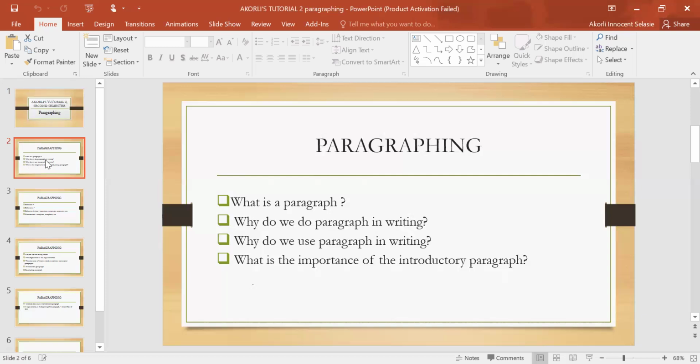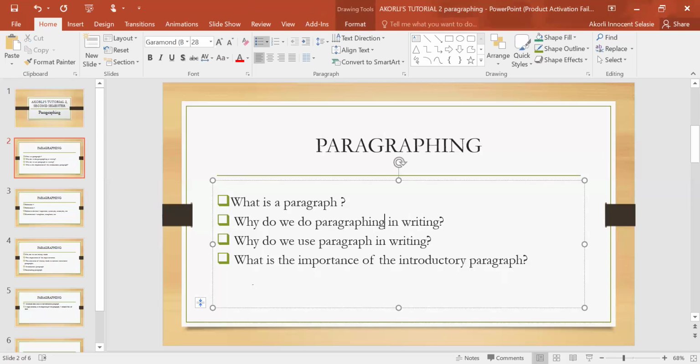Why do we do paragraphing in writing? We do paragraphing so that it helps us to organize our text in a coherent order. The passage or the whole text becomes well organized. Each unit, which is the paragraph, discusses one theme sequentially until the essay or the writing is finished. So paragraphing helps us to write in a coherent way.